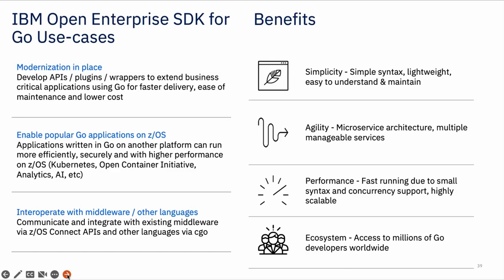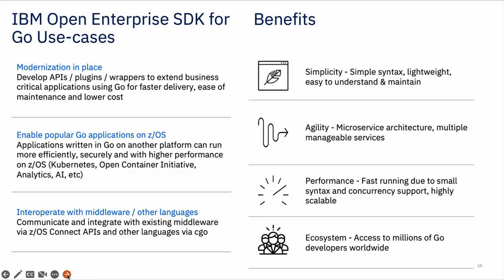The other use case here is interoperability with middleware and other languages. Related to modernization in place, right? Clients can write Go applications to communicate and integrate with existing middleware using COS Connect and languages like cgo provided out of the box. In case you don't know what cgo is, it's a package that's part of the Go programming language that allows Go programs to call into C code, and from there you can do a lot more.